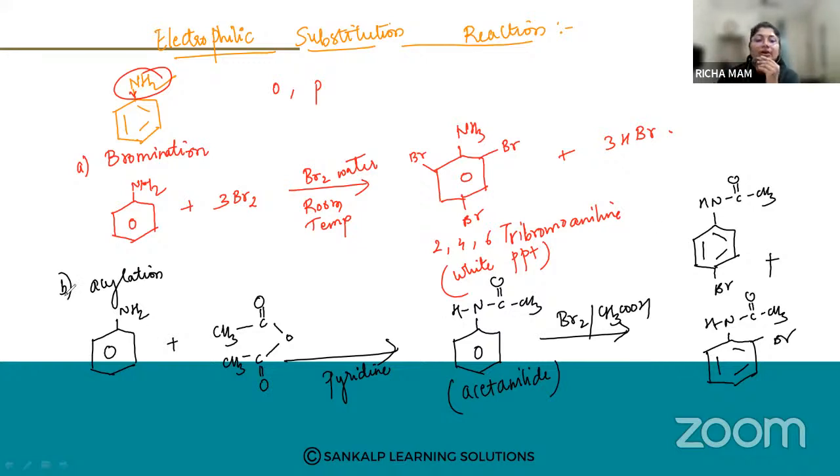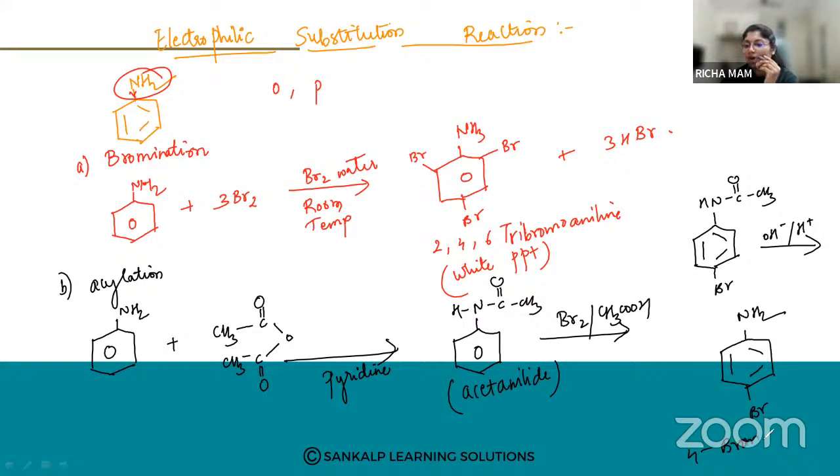We are going to get the mono substituted acetanilide. Further, I'm going to do hydrolysis. What will happen? Our acetanilide group will be converted to NH2 and Br, so we get 4-bromoaniline. So this is another method to get a para substituted product.